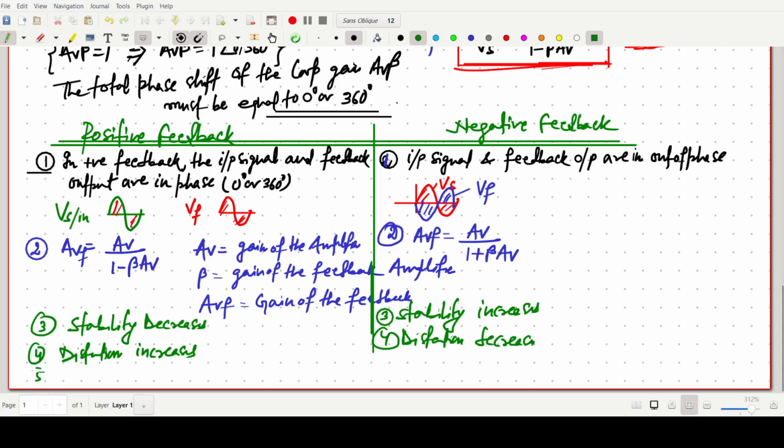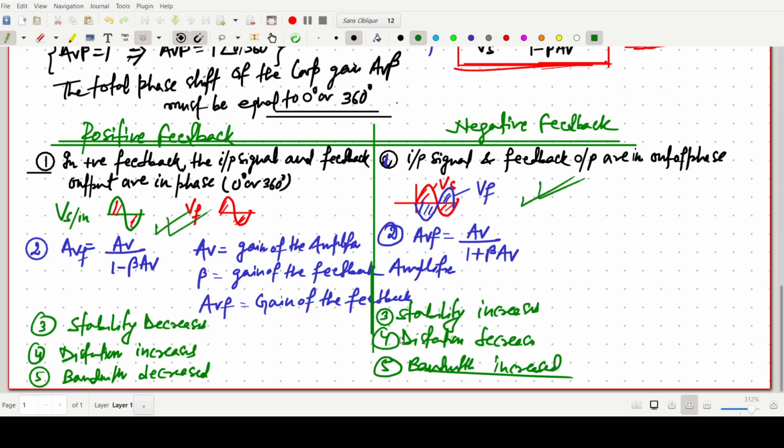One more point: I will tell you how the gain is desensitized in another video. In positive feedback, bandwidth decreases, and in negative feedback, bandwidth increases. So first, remember these few points as the difference between what happens in positive feedback and negative feedback. The very fundamental point is the first one. All other points we will discuss one by one through some examples.